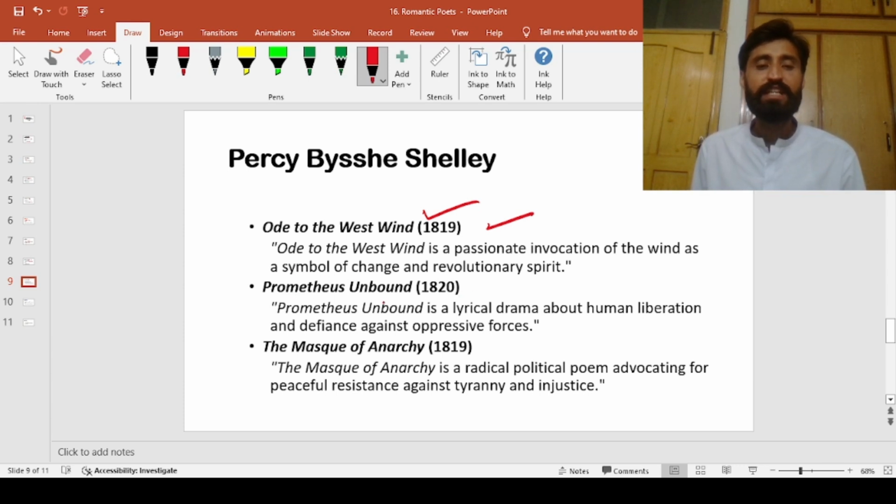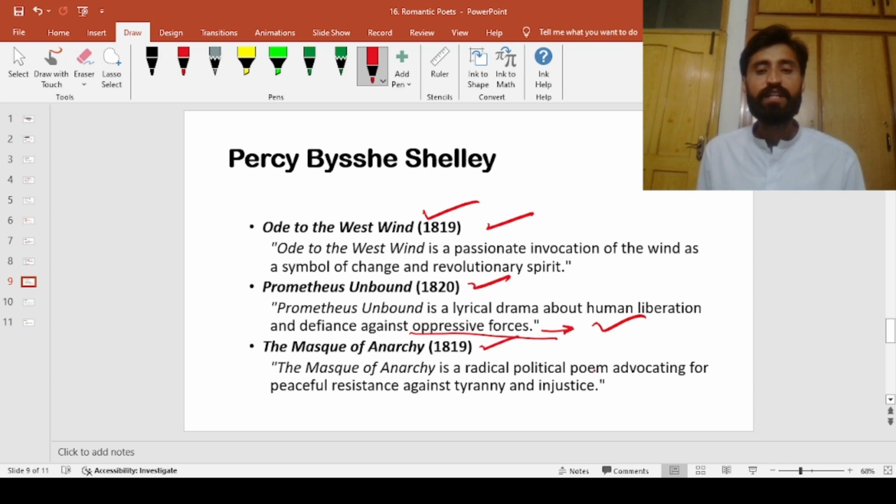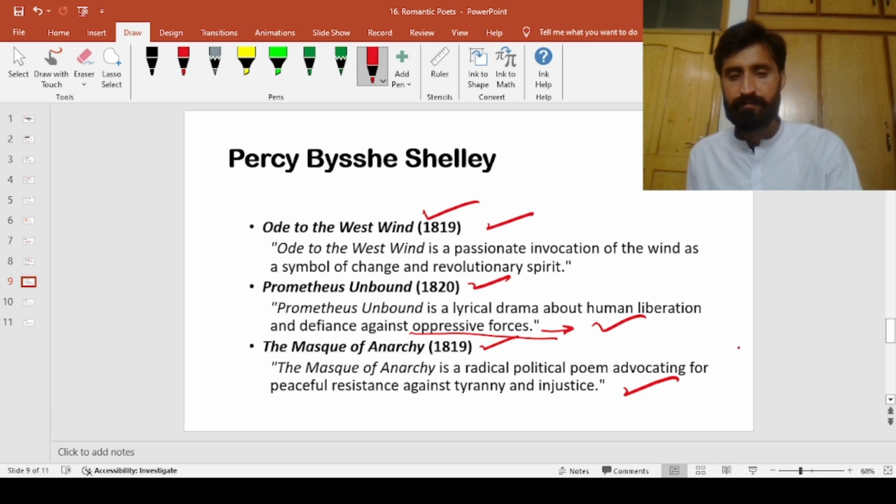Prometheus Unbound, written in 1820, is a lyrical drama about human liberation and defiance against oppressive forces. As we discussed earlier, he was a revolutionary, a political thinker. So he was against oppressive forces, and in Prometheus Unbound, a lyrical drama, he explained all these things. Now the next one is The Mask of Anarchy. It is a lyrical political poem advocating for peaceful resistance against tyranny and injustice.